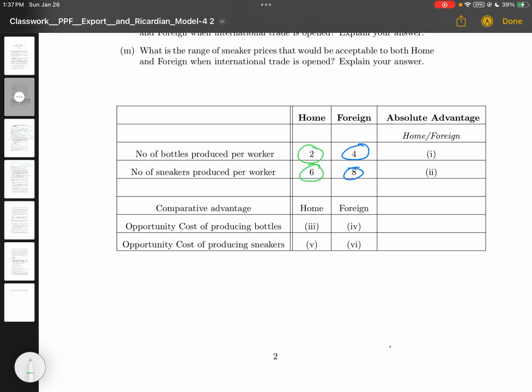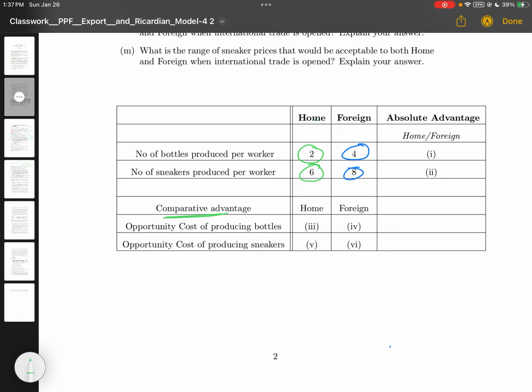Great. We move on to the next idea, comparative advantage. To figure out which country has comparative advantage, we need to calculate opportunity cost. Calculate the opportunity cost of producing bottles for home and foreign, and compare those two numbers and see which country has the lower opportunity cost. That country has the comparative advantage. So let's go ahead and calculate that.